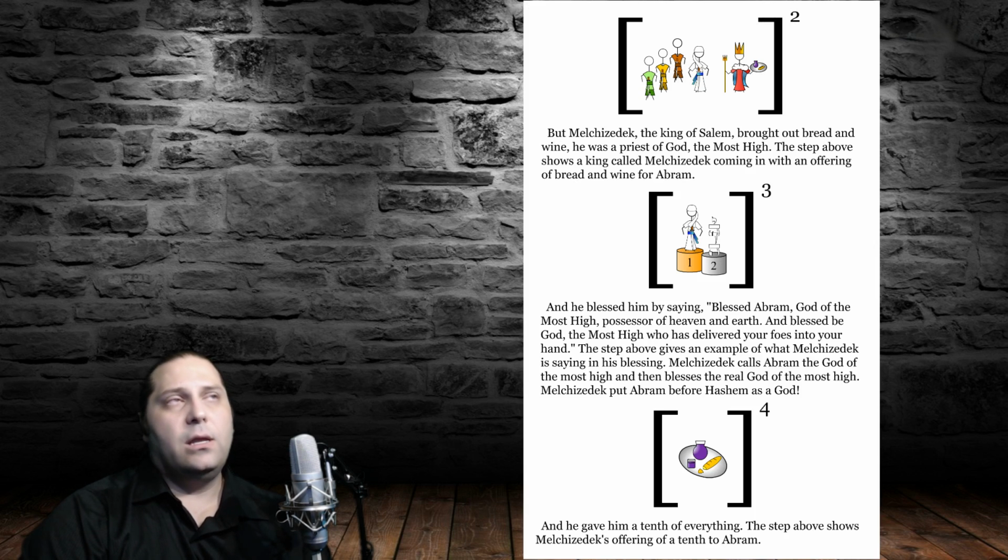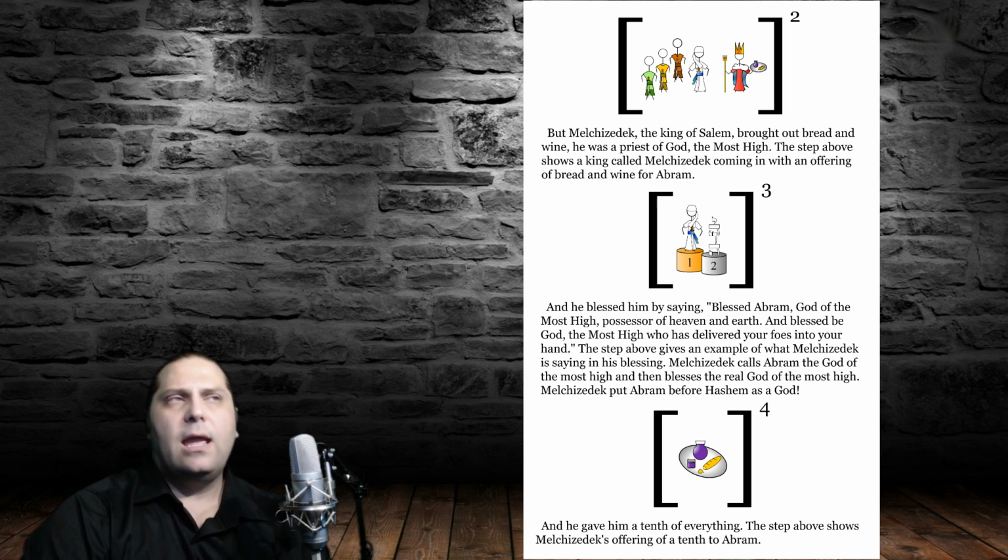Step 2, But Melchizedek, the king of Salem, brought out bread and wine. He was a priest of God, the Most High. The step above shows a king called Melchizedek coming in with an offering of bread and wine for Abram.